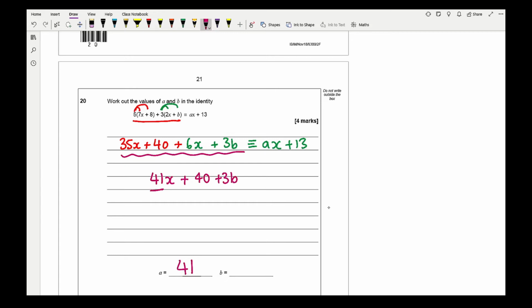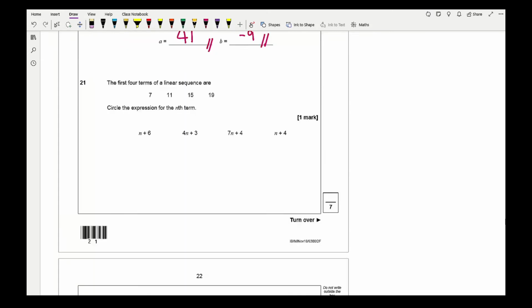Now, this basically means that the constant must equal 13. So I've got 40 plus 3b equals 13. So to get rid of the 40, I need to take that away. So I get 3b equals minus 27. I divide that by 3, and minus 27 divided by 3 gives me minus 9, and there are my two values.